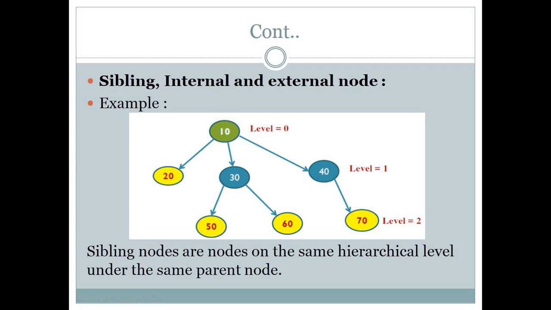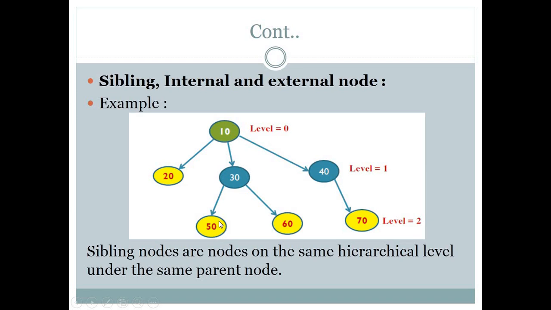Okay. Now next and most important terminology, sibling. So sibling nodes are nodes on the same hierarchical level under the same parent node. Okay. Now let's understand by an example. 10 is our root node, 20, 30 and 40 are the child nodes. So our definition says sibling nodes are nodes on the same hierarchical level. Yes, 20, 30 and 40 are at level 1, so they are on the same hierarchical level. And another condition is there, they must be under the same parent node. So 20, 30 and 40 are the child nodes, and for them the parent is 10. So we can say that 20, 30 and 40 are the siblings under the root 10.